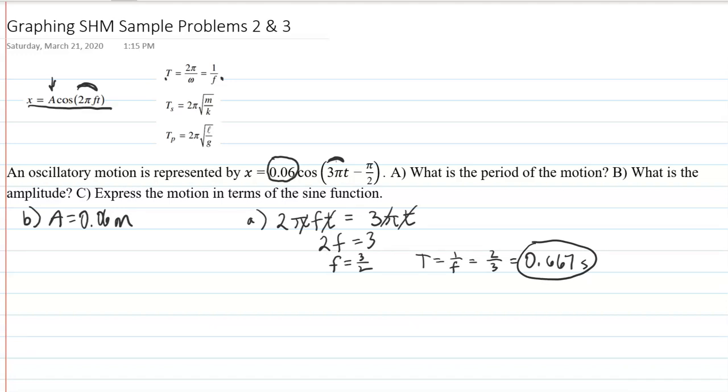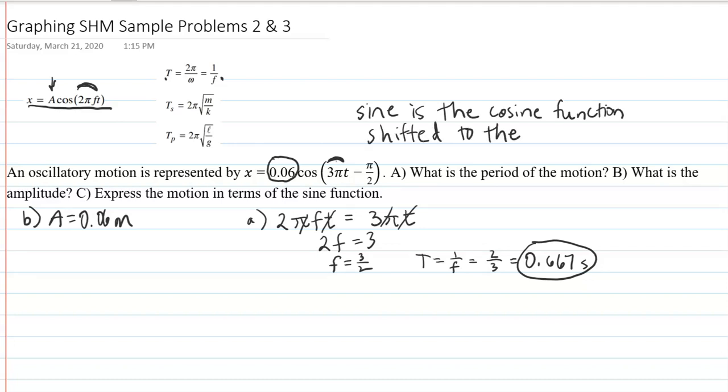Okay, last part of the problem. We want to express the motion in terms of the sine function. Now let's think back to pre-calculus and trig. What do cosine and sine actually have to do with each other? Well, if you remember back from the unit circle and stuff like that, the sine function is the cosine function shifted to the right by 90 degrees, which remember in radians is pi over 2.